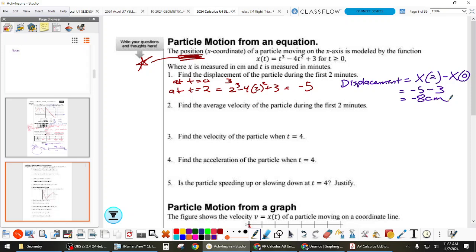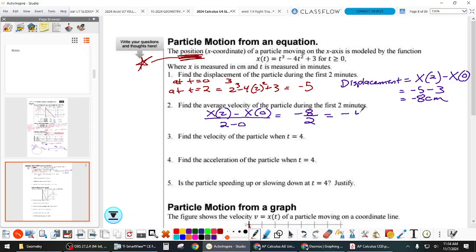Everybody good on that? So this is going to be x of 2 minus x of 0, which we already figured out, divided by 2 minus 0. So this time, negative 8 over 2, negative 4. What units? Centimeters per minute. No derivatives needed. But how about here?